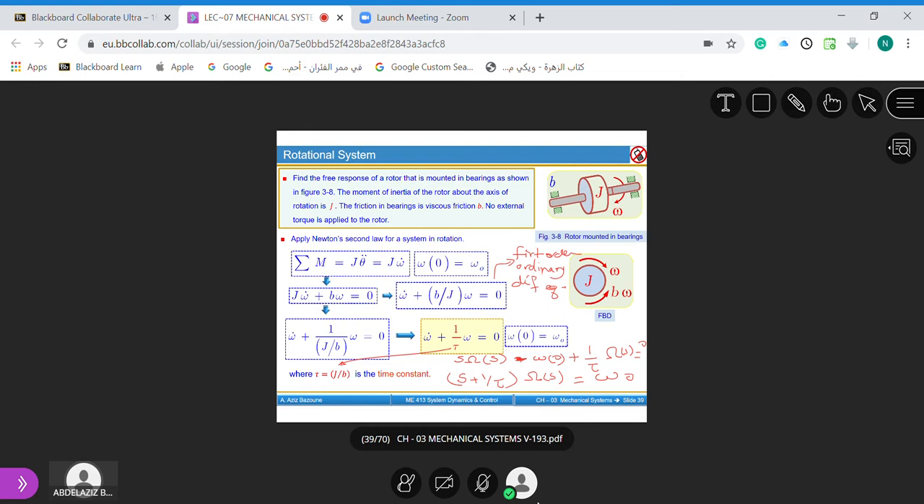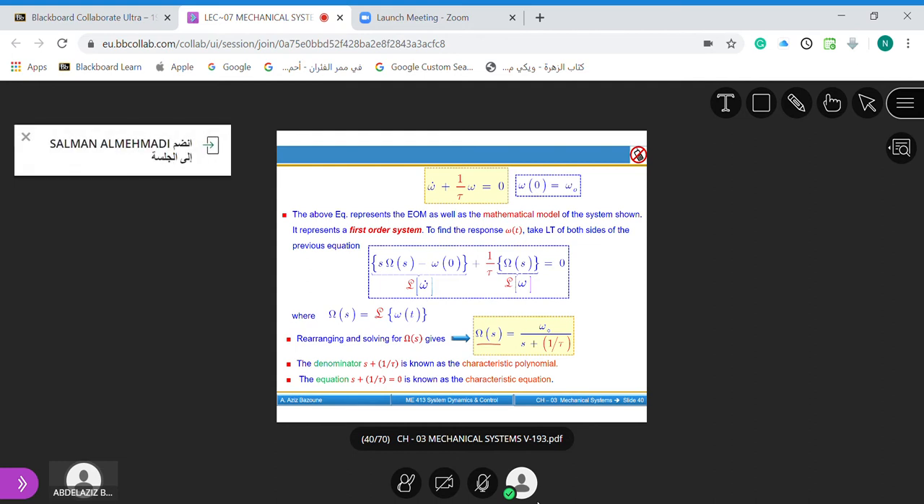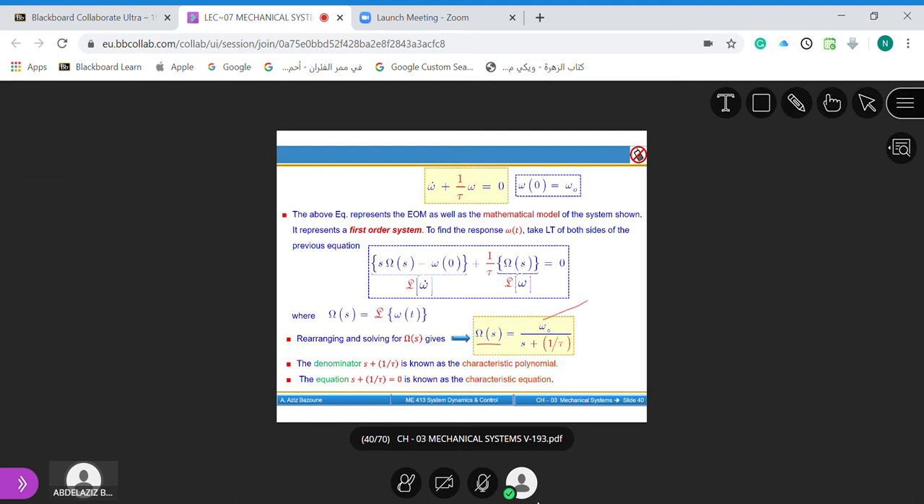In the next slide, we will show this result. So this is what we got here: omega(s) is equal to omega naught over s plus 1 over tau. Omega naught is the initial angular velocity at time t equal to 0. And tau is a constant, which we define to be J over B.